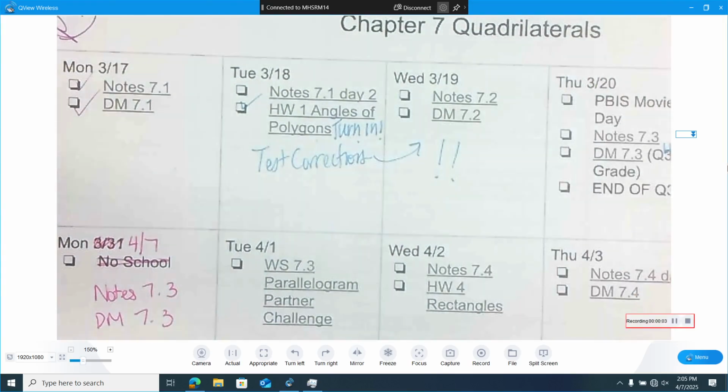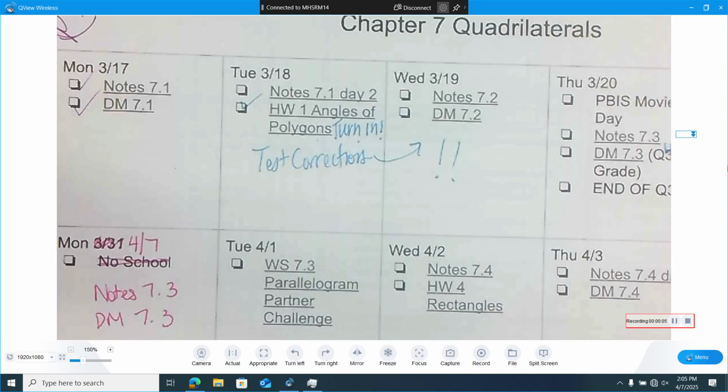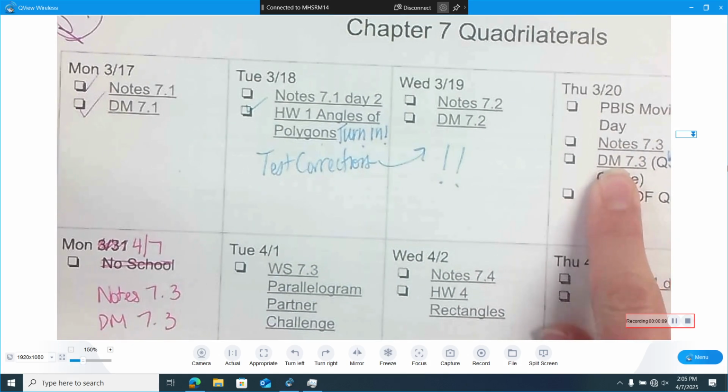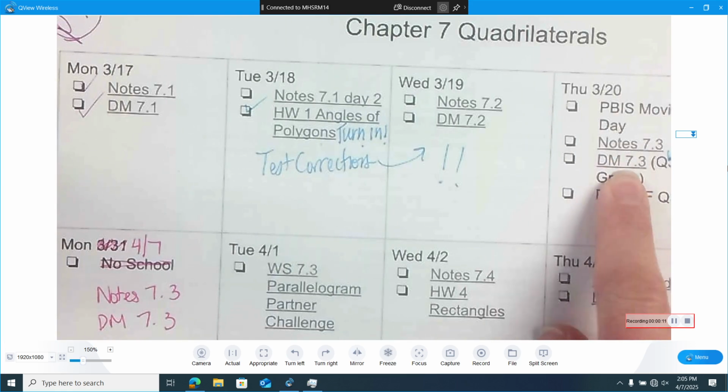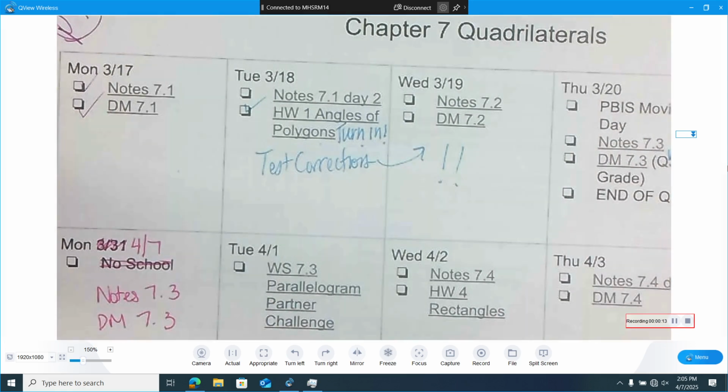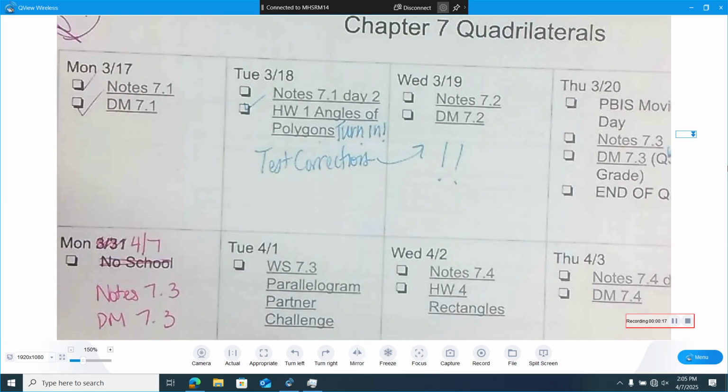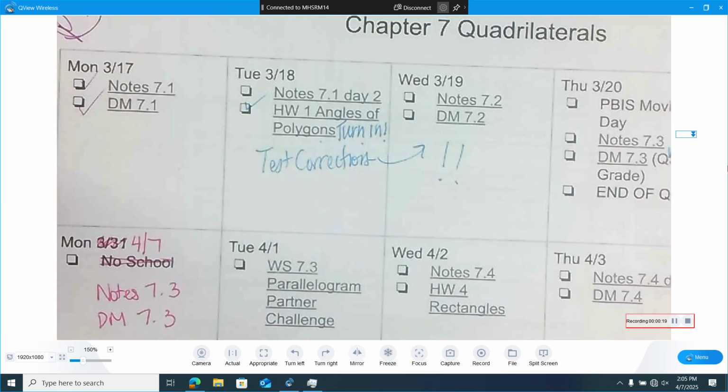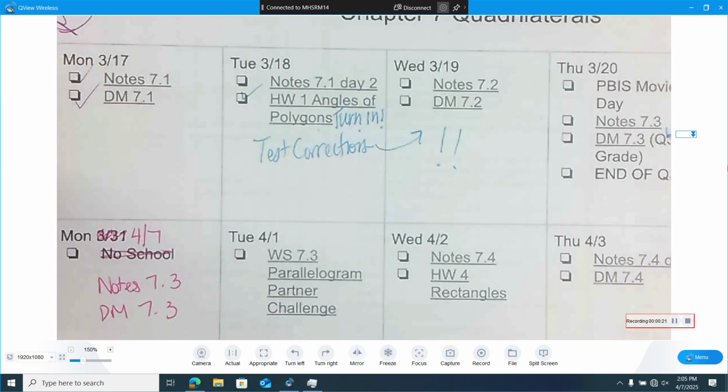Quadrilaterals. Because of our very first snow day, this is what we're working on today. A few changes to note here, which will change a little bit over the next couple of days. But we are looking at section 7.3.